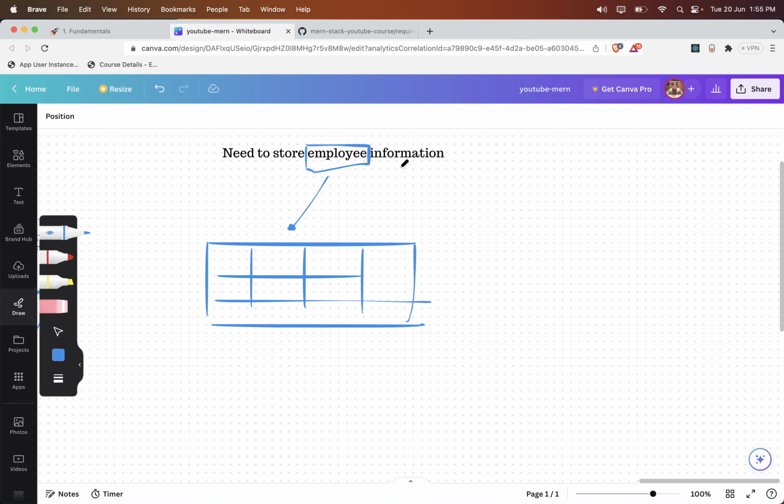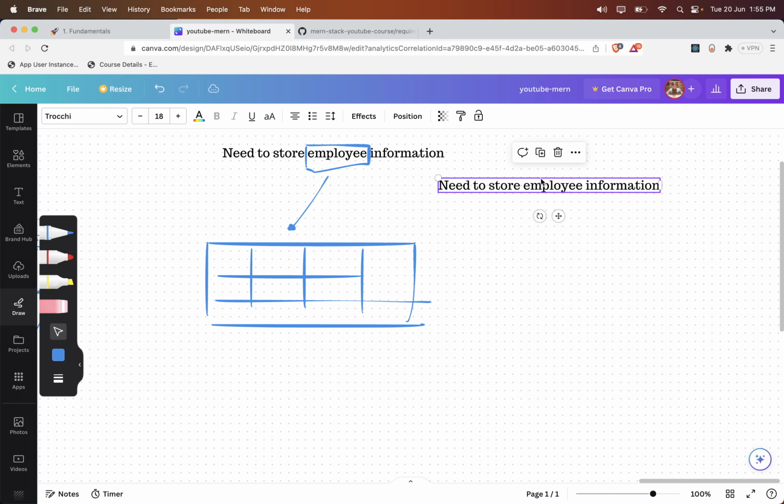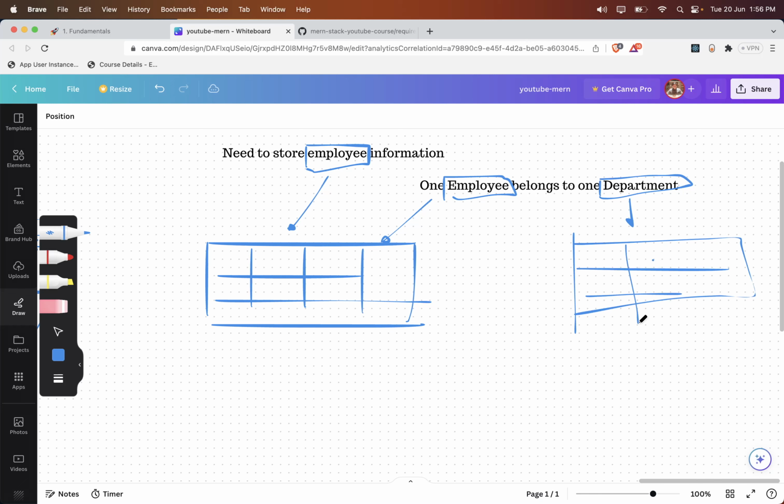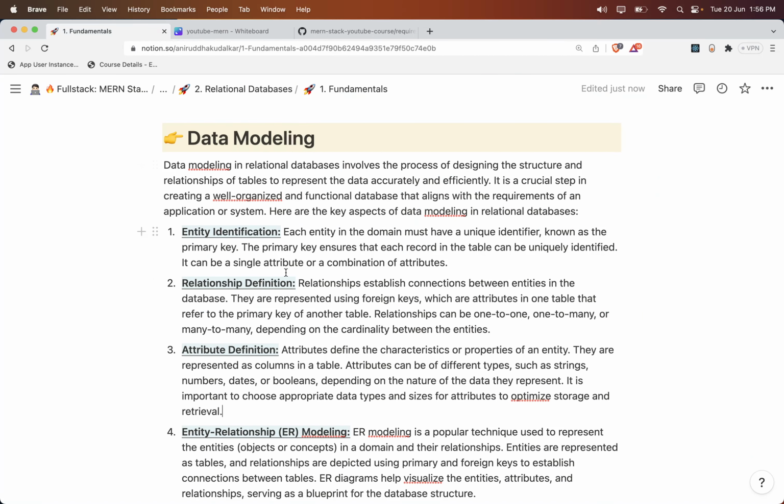One employee belongs to one department. And see, I will add a few more things. One employee belongs to one department. Now see, this statement says that there is an employee entity, as we have said, and there is one more entity we have identified, department. So this process is called entity identification. How many entities are there?